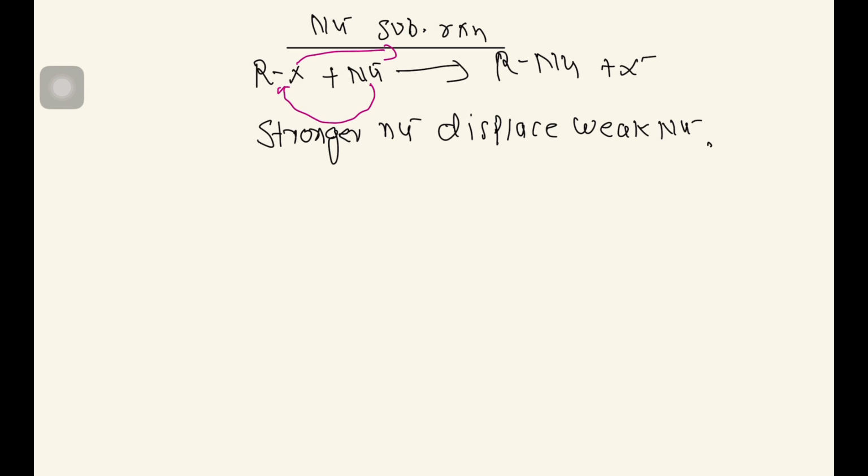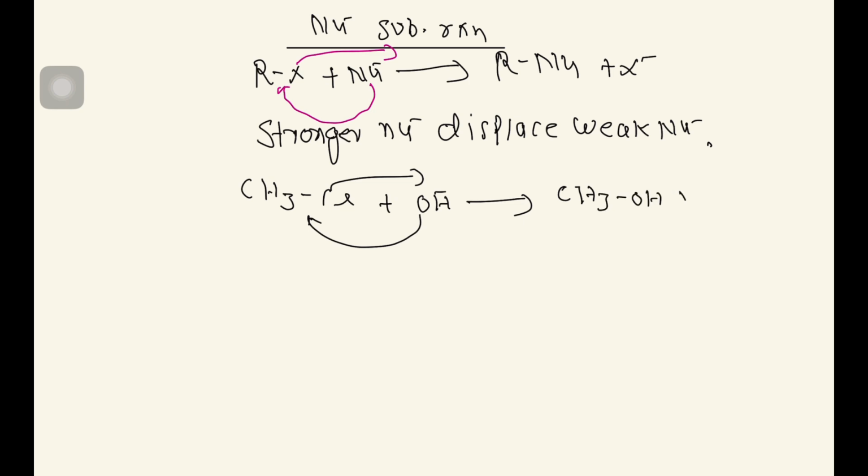This is known as nucleophilic substitution reaction. So here, if I write CH3Cl and suppose here OH minus, OH attaches here and Cl displaces. So CH3OH and Cl minus. A stronger nucleophile displaces a weak nucleophile. This is nucleophilic substitution reaction.